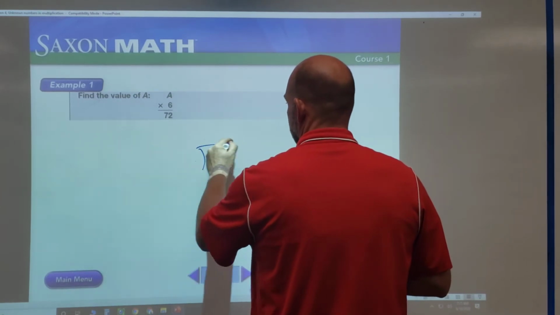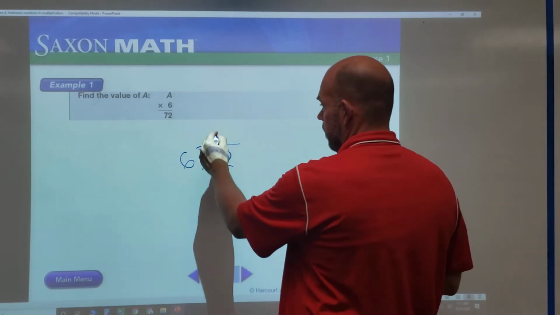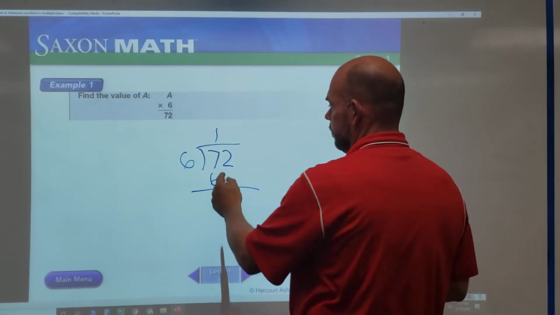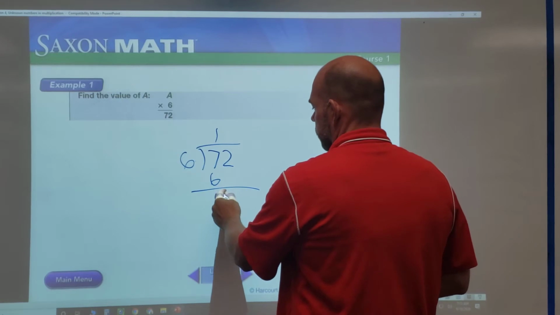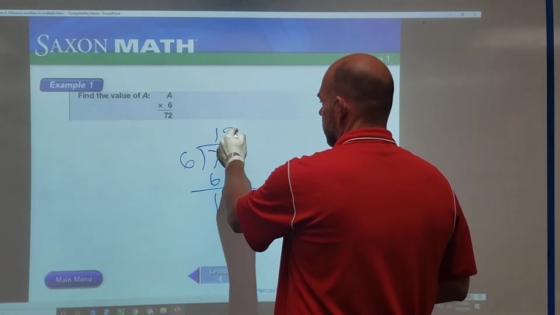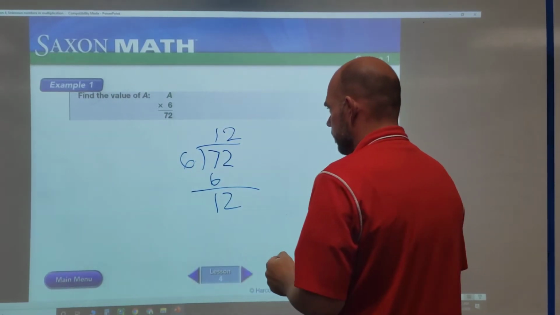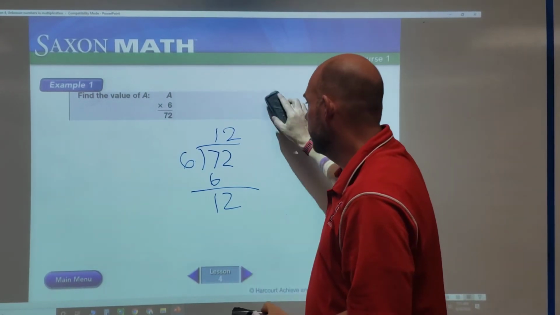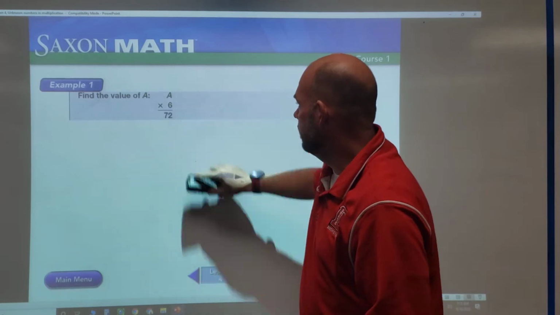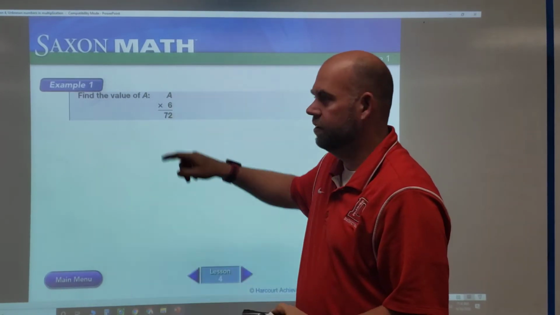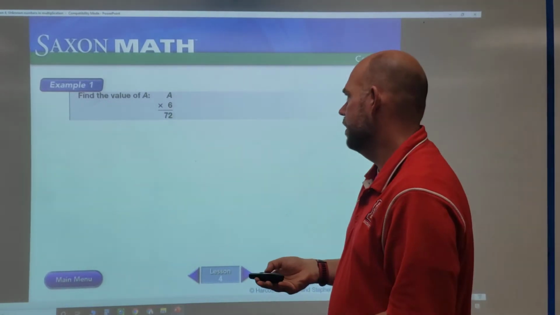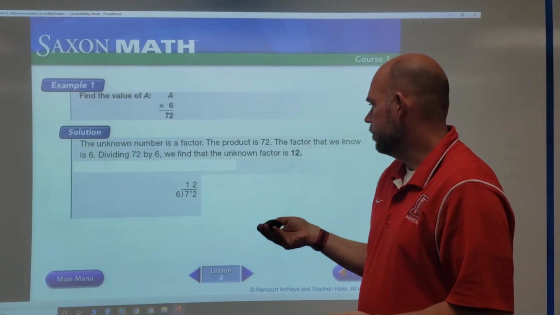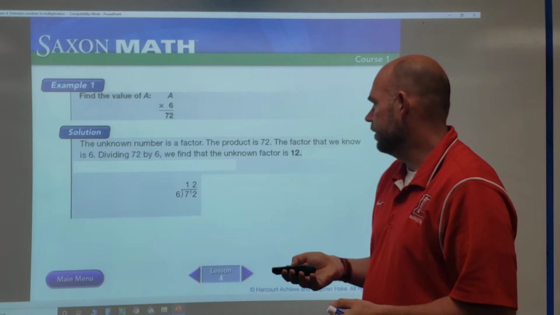72 divided by 6, 6 goes into 7 one time. I'm doing it the long way, and then they'll show you the short way. And then we drop the 2. 6 goes into 12 two times. So 6 times 12 is 72. That's one of our multiplication tables, so you probably could have done it with mental math. But then we can check our work. 12 times 6 is 72, is that correct? Yes, it is. All right, so here they show with short division, you can do the same thing to find that unknown factor.